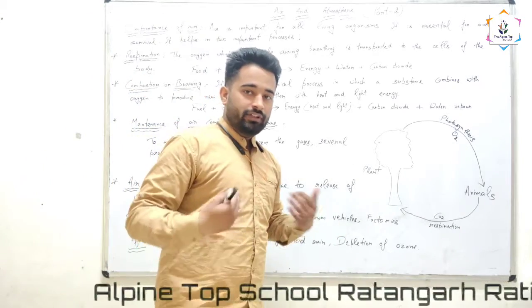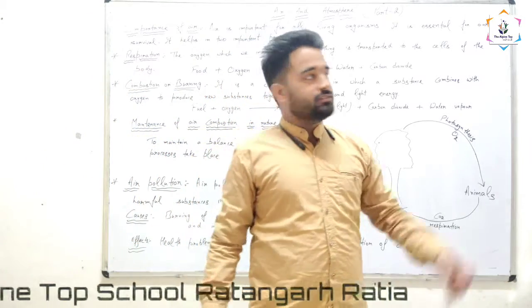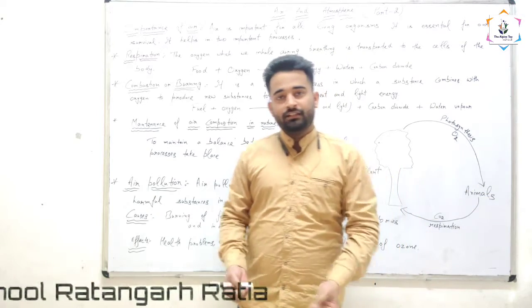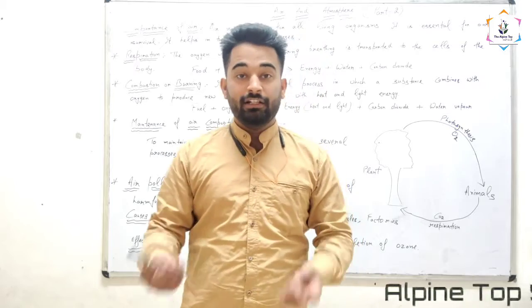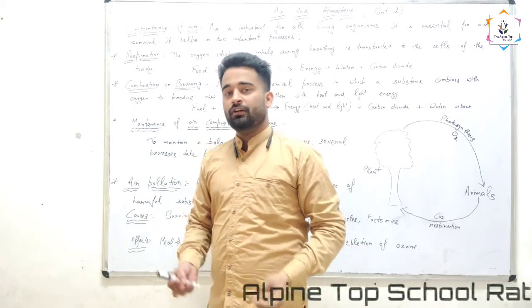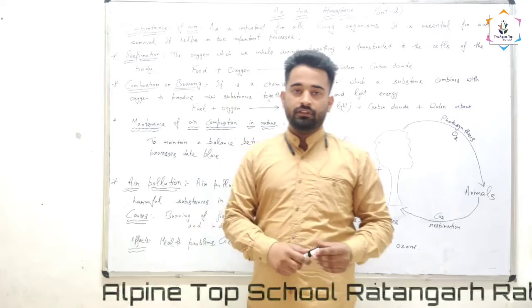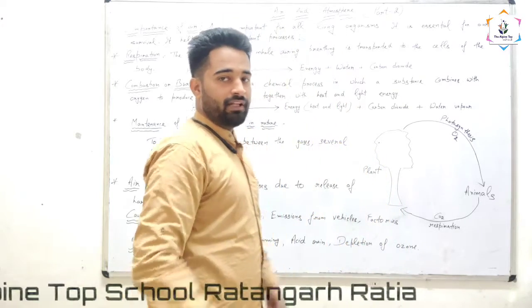You know very well we need oxygen. From where we get oxygen? From air. You know that plants need carbon dioxide. From where do plants get carbon dioxide? From air. It means air is an important, essential part of our life. So one by one we will discuss this topic in detail.